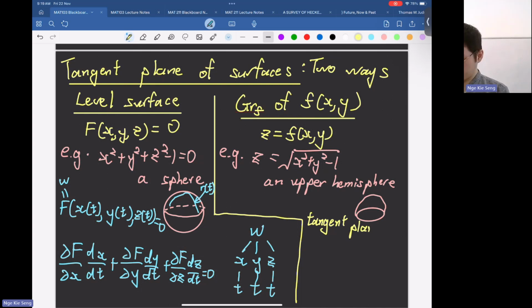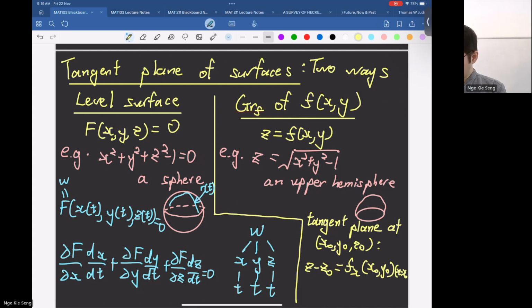Tangent plane at, let's say also x naught, y naught, and z naught. What's the formula? z minus z naught equals partial f partial x, plus.